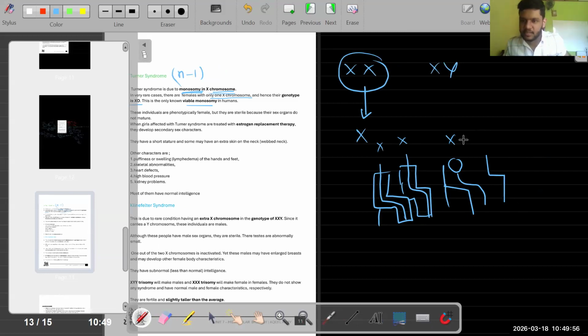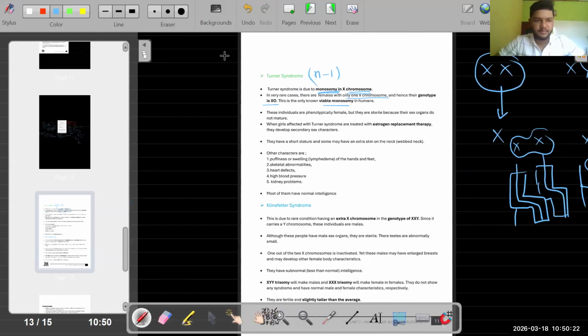So instead of just putting it as X, they are mentioning it as XO, just to make sure that there are two alleles. Is it clear? X, X. Two alleles means two versions of genes. Now, simply this is the idea.